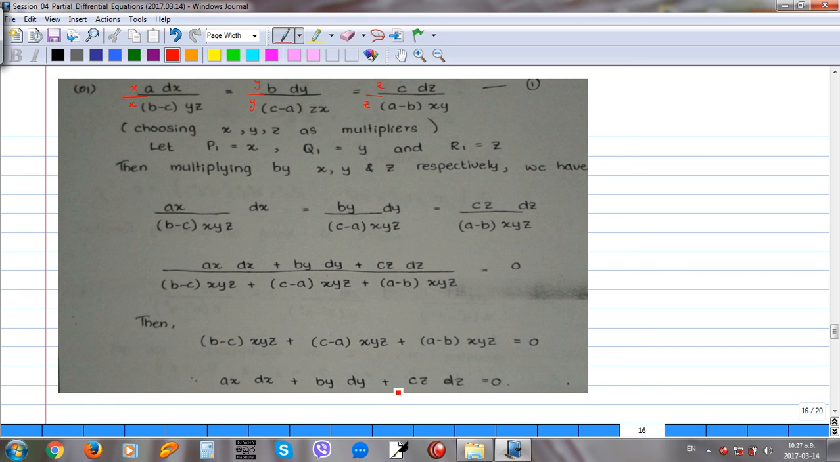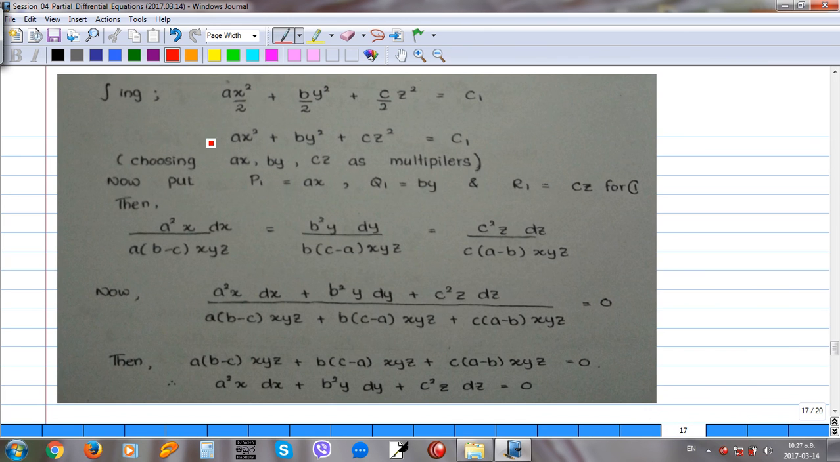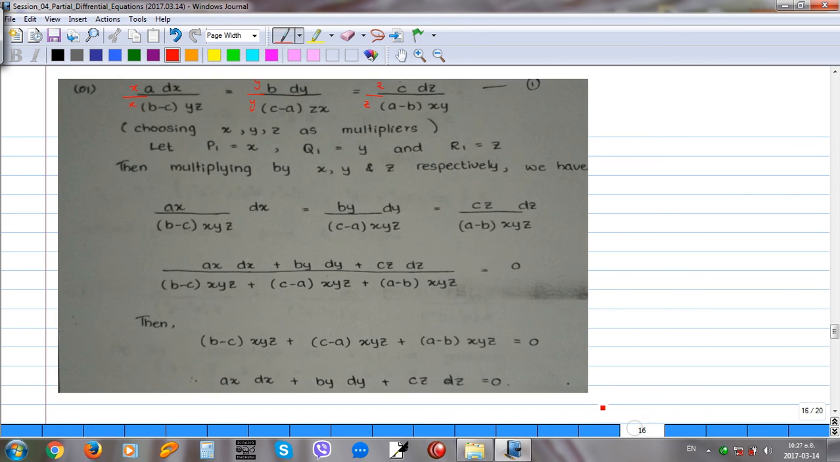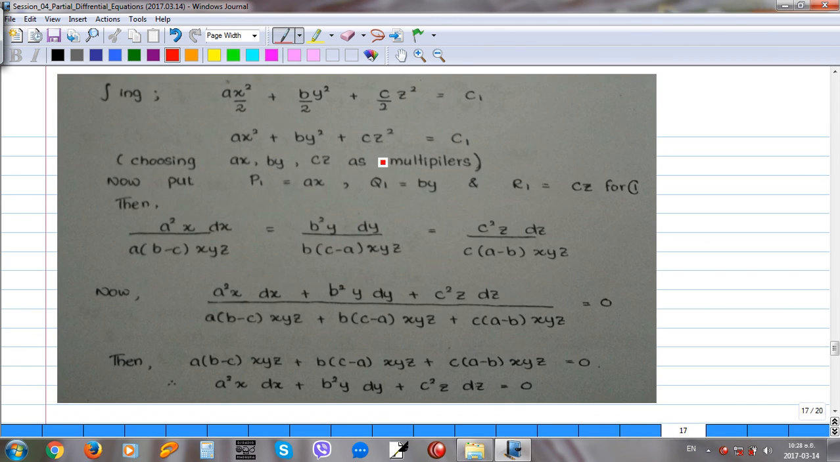According to the rule you have to equate this to 0. Then ax times dx plus by times dy plus cz times dz equals 0. Then you can integrate this separately. Here a is constant, so a x square over 2 plus b y square over 2 plus c z square over 2 equals c1, where c1 is an arbitrary constant.